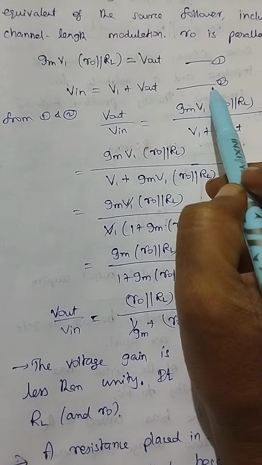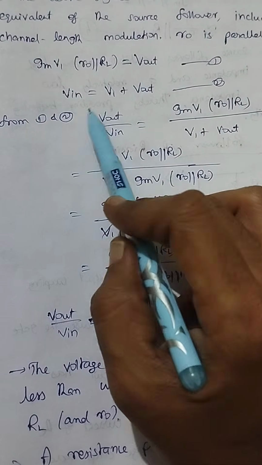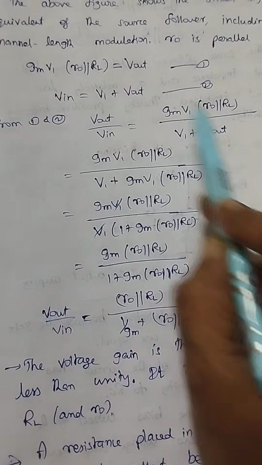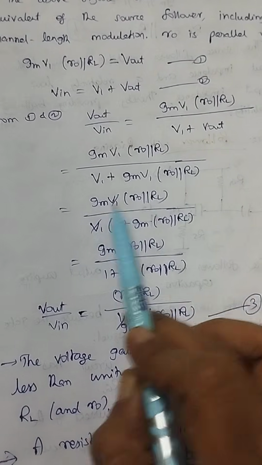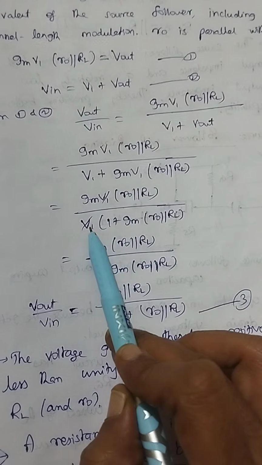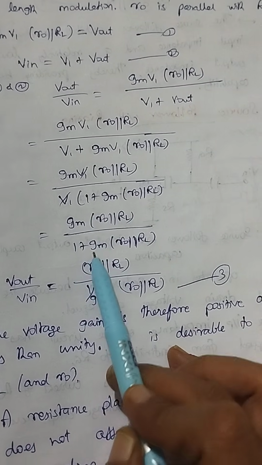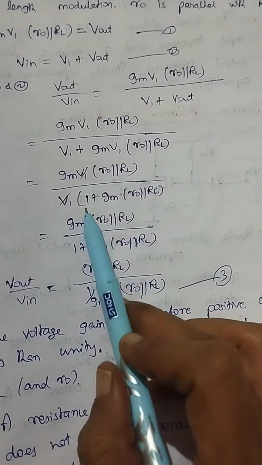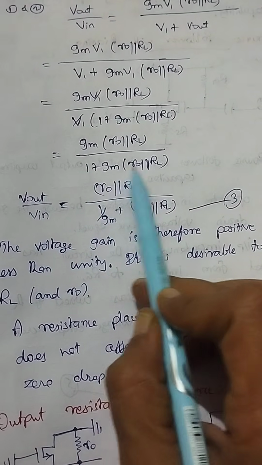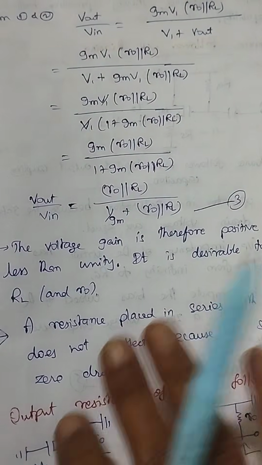Now to find the gain, we take equation 1 divided by equation 2, Vout by Vin, that is the gain. Here also we have Vout, so we can substitute equation 1 here. Your equation will become like this. We have V1 common, so we take V1 outside and both V1 cancel. Here I am also taking Gm outside, so both Gm cancel. Finally I have R0 parallel RL divided by 1 by Gm plus R0 parallel RL. This is the gain of the source follower. This value is less than unity.